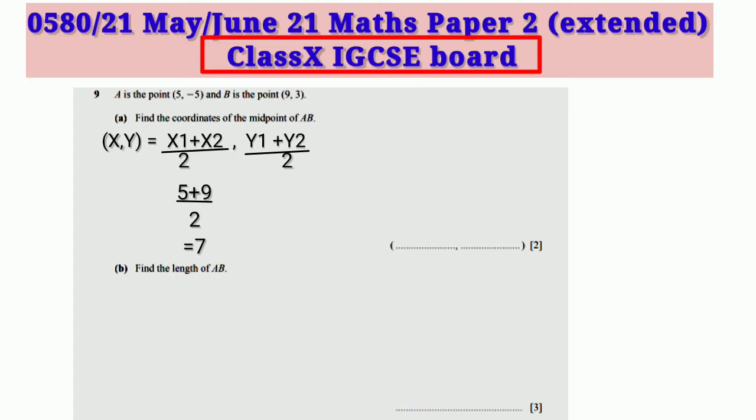Let us now substitute y1 and y2. Minus 5 plus 3 by 2 gives us minus 2 by 2, or the y coordinate is minus 1. So the coordinates of the midpoint are 7, minus 1.